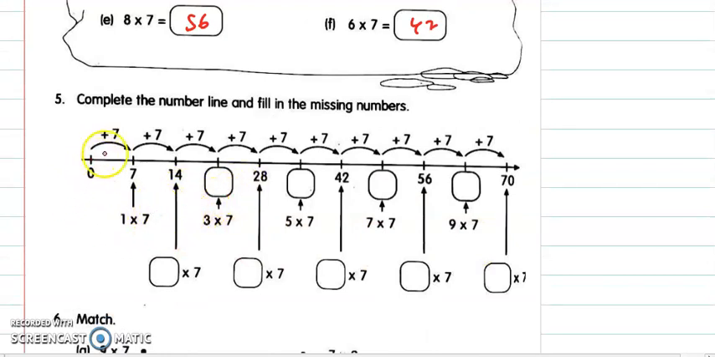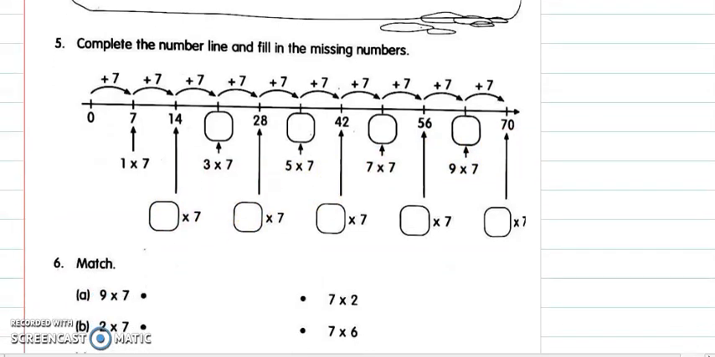It's very simple. Each one is a jump of 7. So we will just write the missing numbers, the same as we did in the table of 6. So hopefully you understand that.